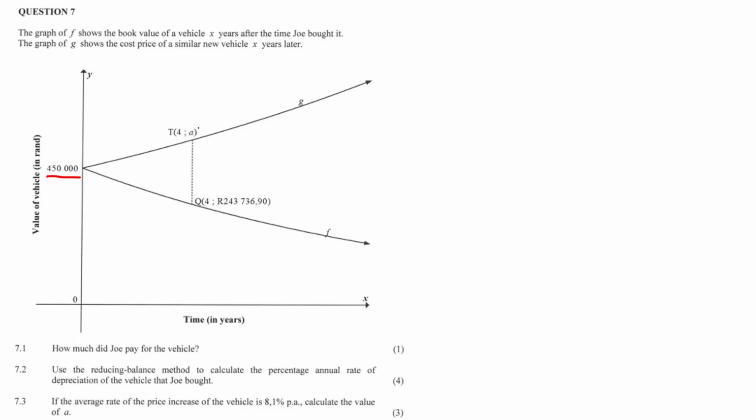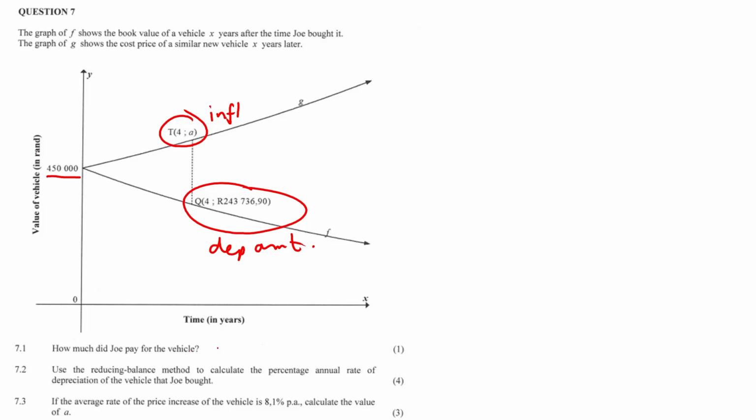And over the years, eventually, there's going to be another vehicle 4 years later. It's going to be worth a lot more because of inflation, right? So this is like an inflationary figure. And well, after 4 years, the same vehicle that we bought is going to depreciate. So this is going to be the depreciated amount. So DEP AMT. 7.1, how much did Joe pay for the vehicle?